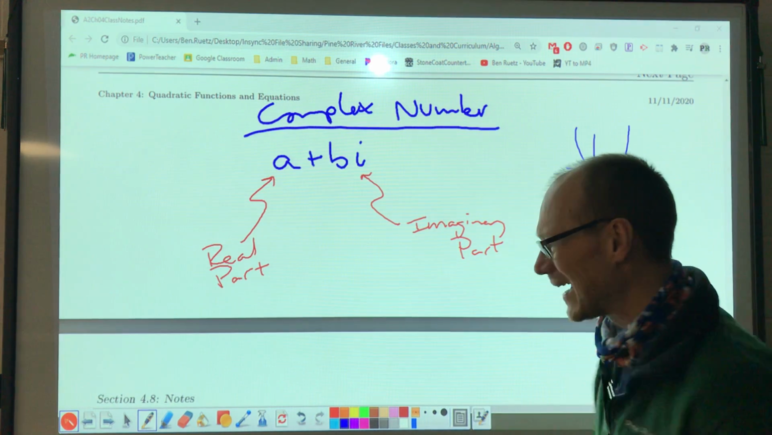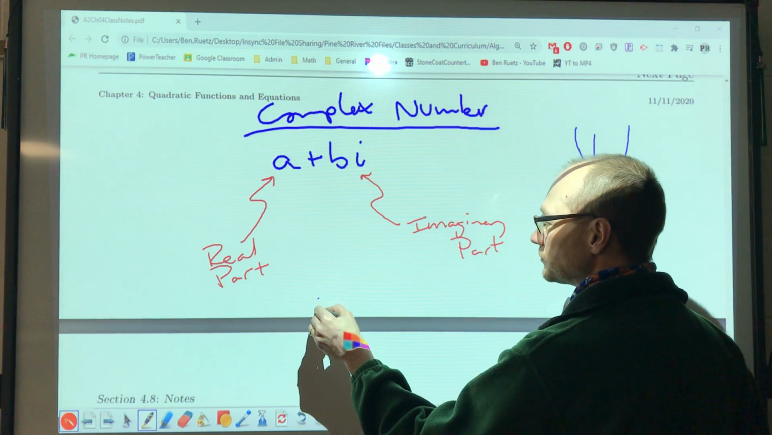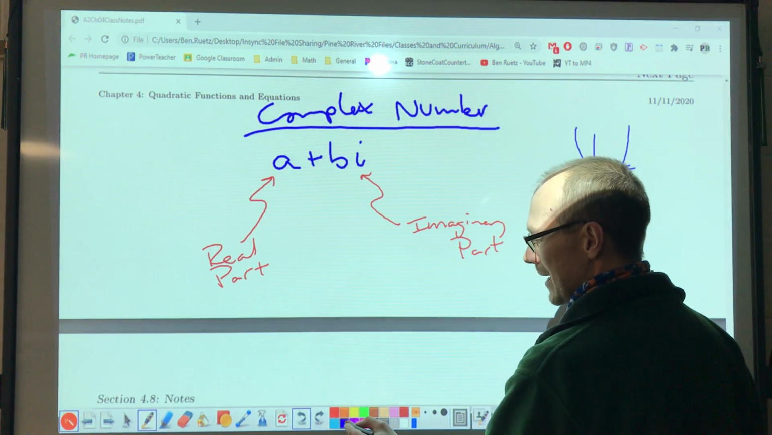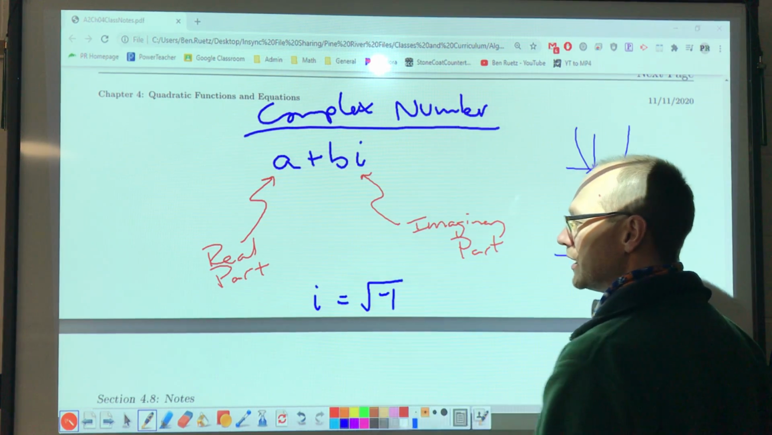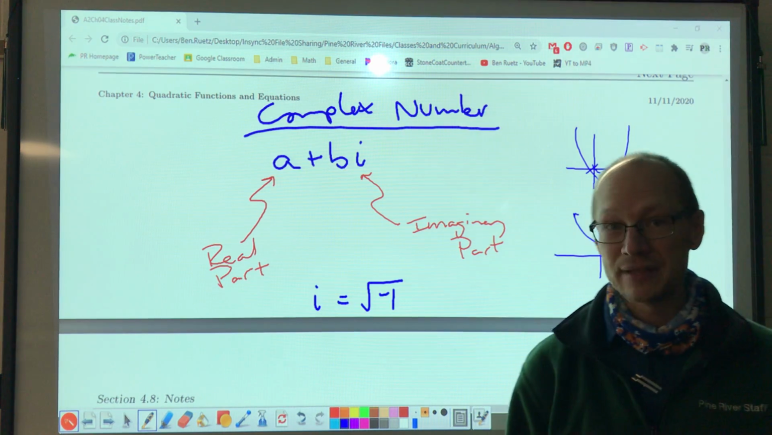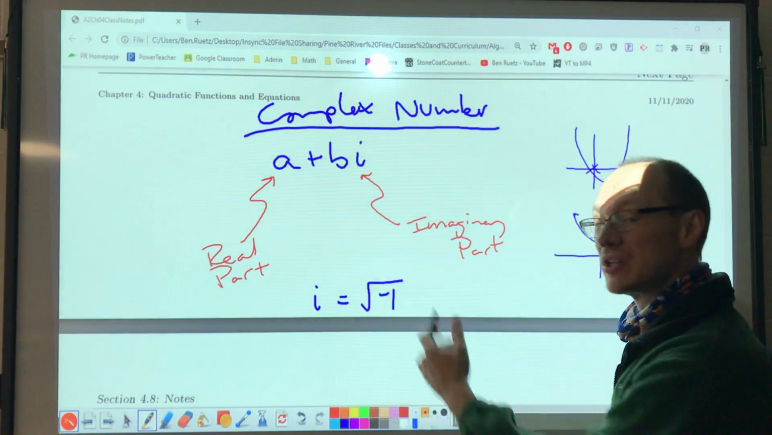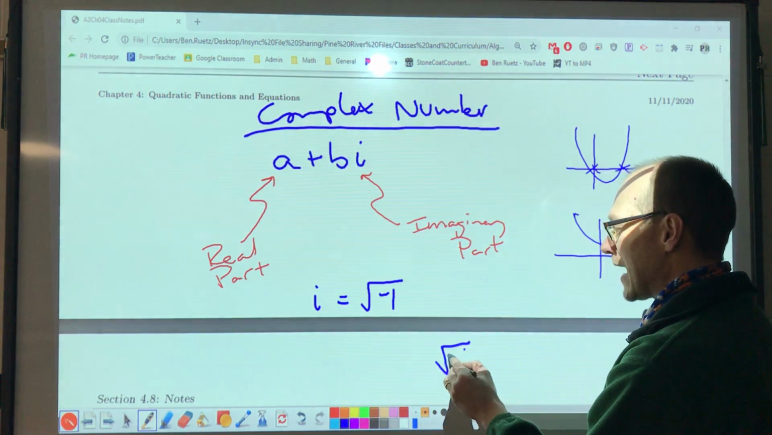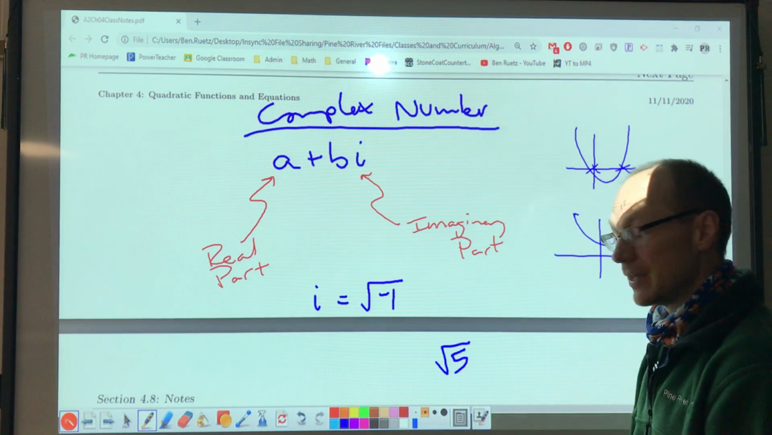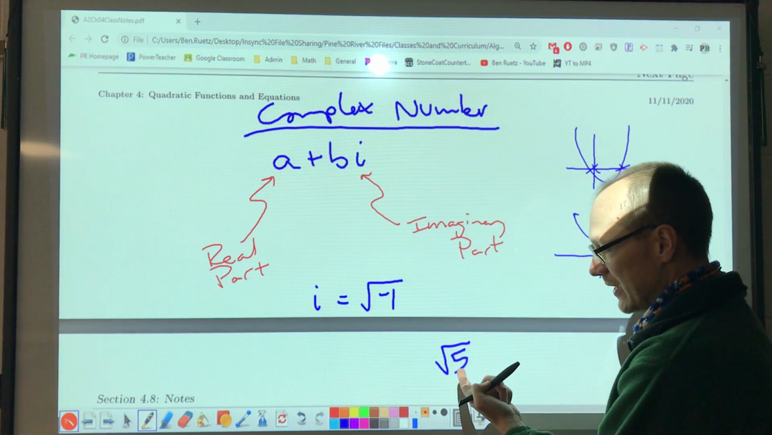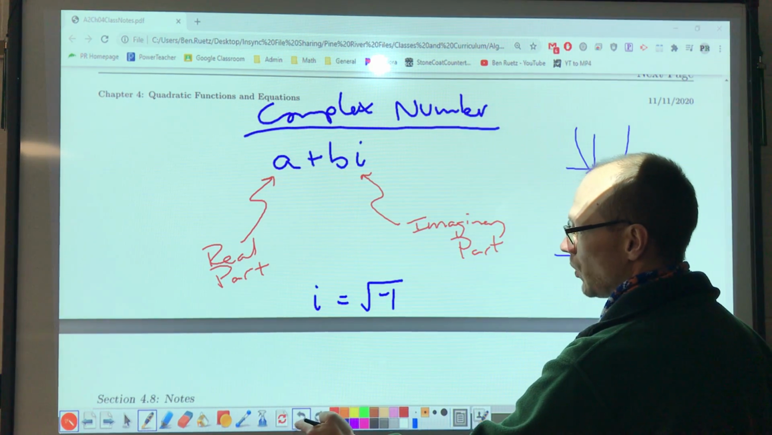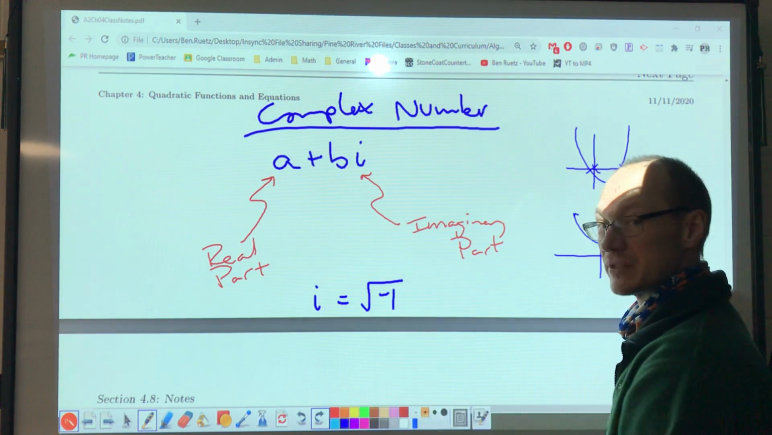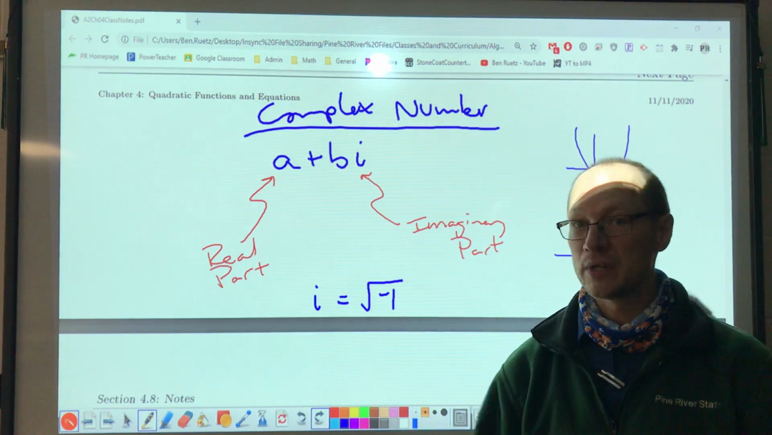Well, what is this i thing? i is the square root of -1. It does not simplify. The square root of -1 doesn't simplify, just like the square root of 5 doesn't simplify, right? The square root of 5 is simply the square root of 5. The square root of -1 is also something that doesn't simplify. The square root of -1 equals the square root of -1.